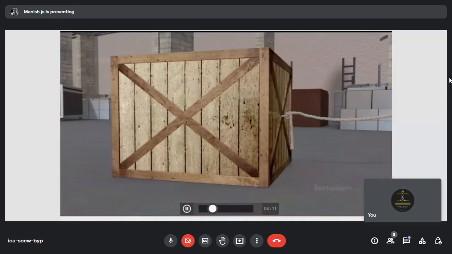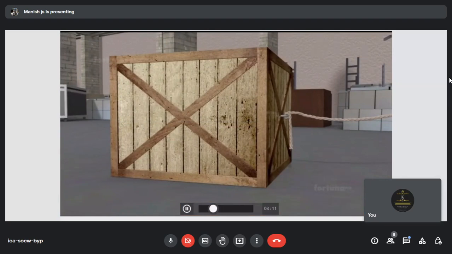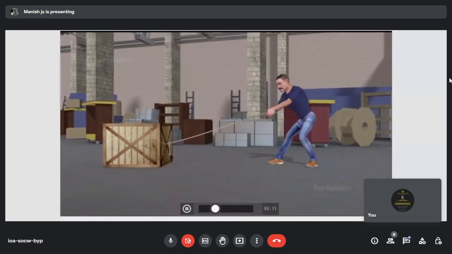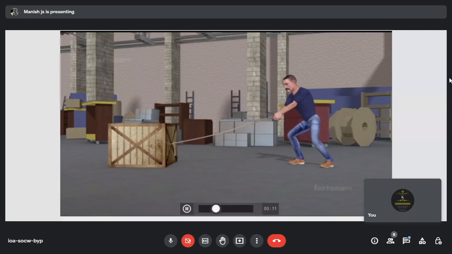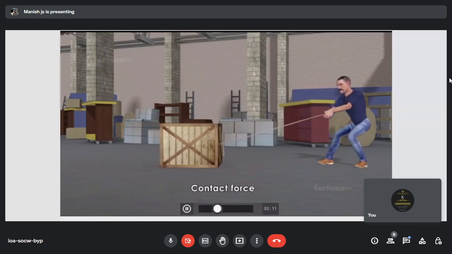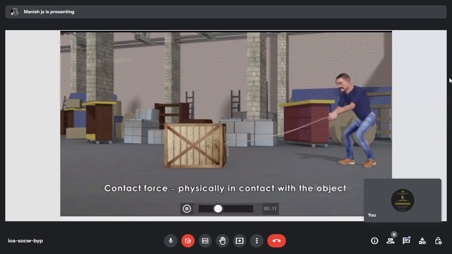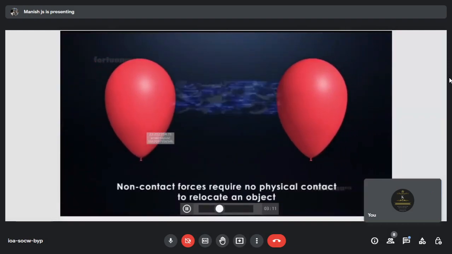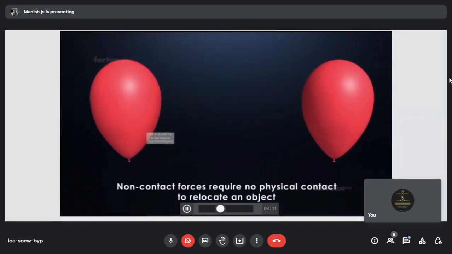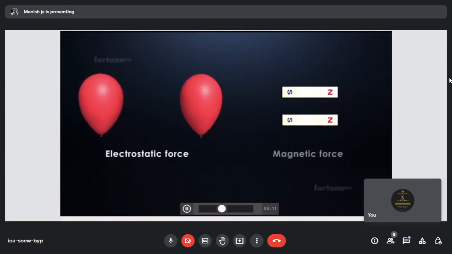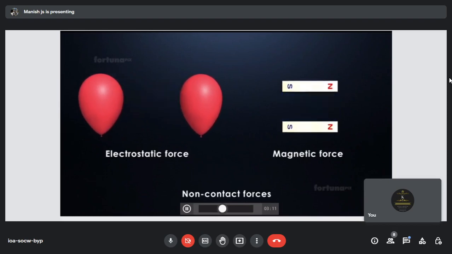Let's consider another situation. A wooden box just sitting on the floor is stationary. But if we tie a rope to the box and pull it, the box can be moved from one place to another. In these situations, the force at work is referred to as contact force because we are physically in contact with the object. Non-contact forces require no physical contact to relocate an object. Electrostatic force and magnetic force are non-contact forces.